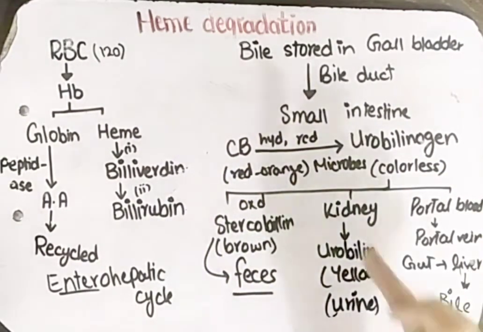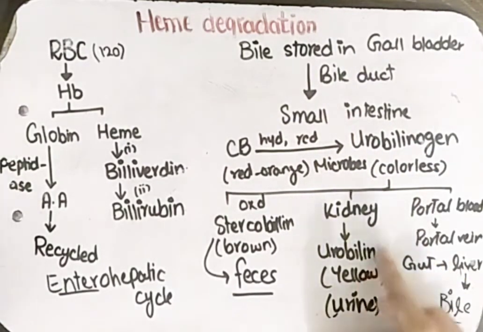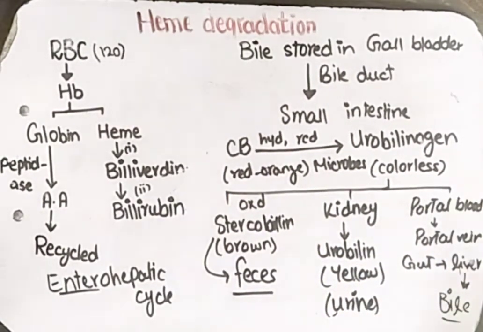As it is water soluble, it can go to the kidney. The kidney can convert the urobilinogen into urobilin, which is yellow in color and gives the yellow color to your urine. And it can go to the portal blood. The portal vein drains from the gut into the liver, and it can go back to the bile. In this way, it is recycled, which is termed the enterohepatic cycle. Okay.